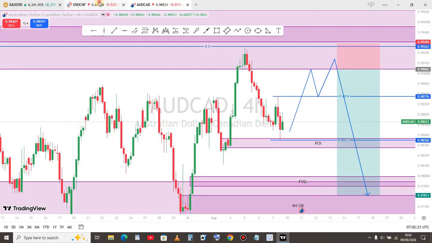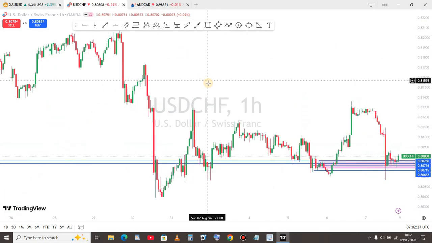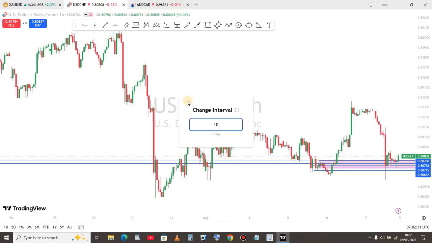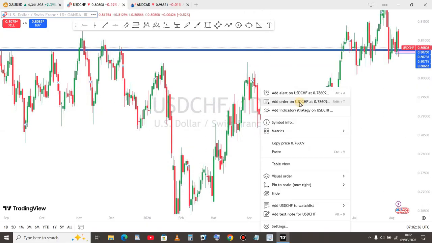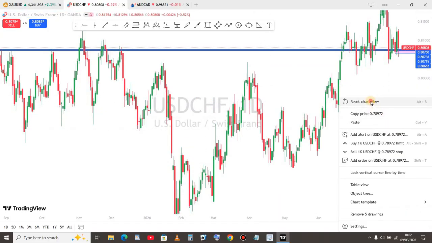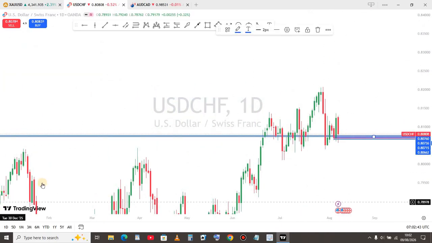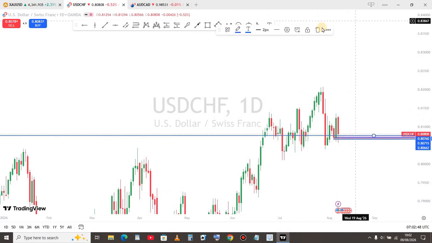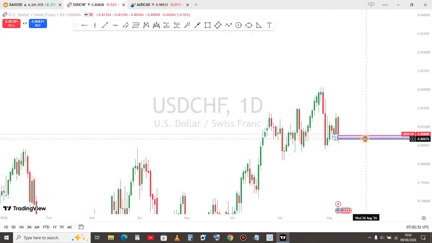So let us use this Swiss franc again. So let me reset this. And before I reset it, I have to go to the daily time frame again and set the chart. So I'll have to delete all this. We don't need this anymore because we have to analyze this market afresh.